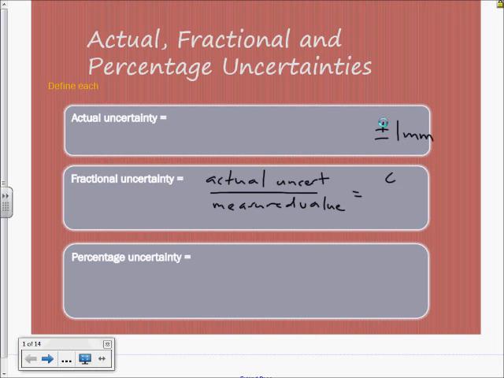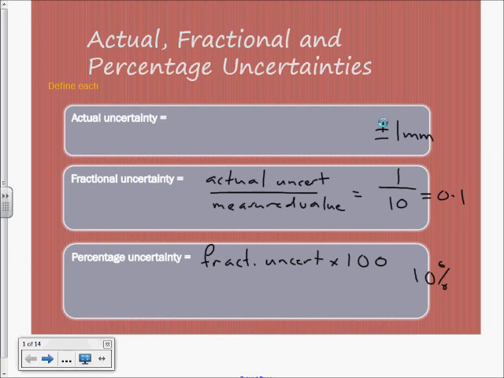It might be 1 millimeter. If we took a reading of 10 millimeters, if the uncertainty was 1 and the reading itself was 10, therefore 0.1. That'd be a fairly large uncertainty. And then all we do to get a percentage uncertainty is we take the fractional uncertainty and multiply by 100. And so in the case above, it would be a 10% percentage uncertainty.